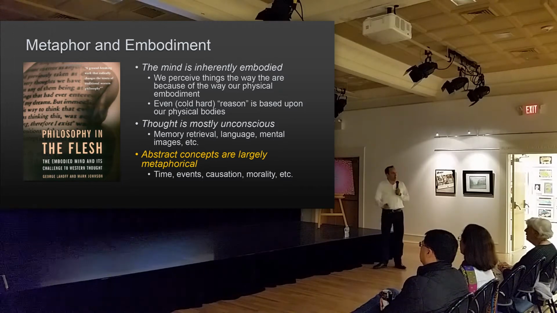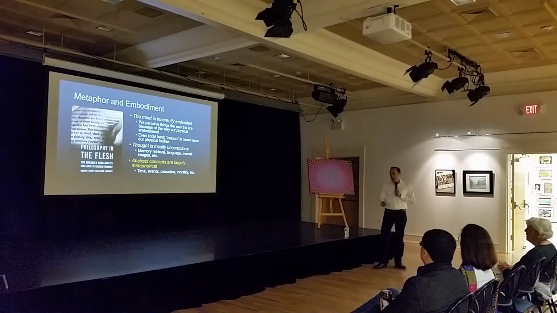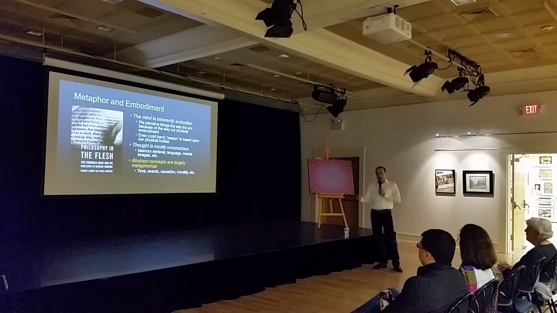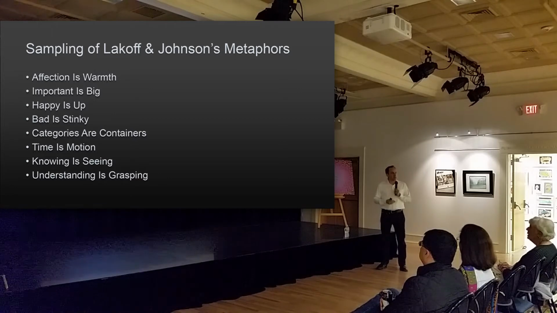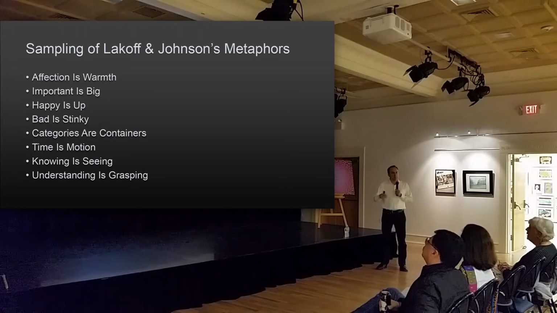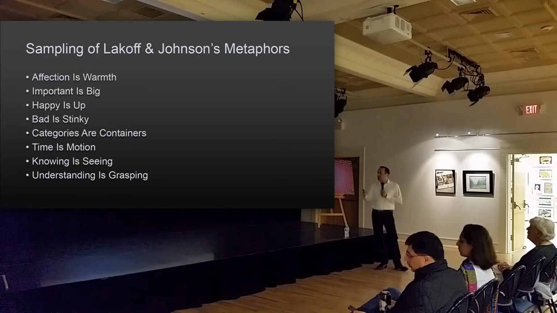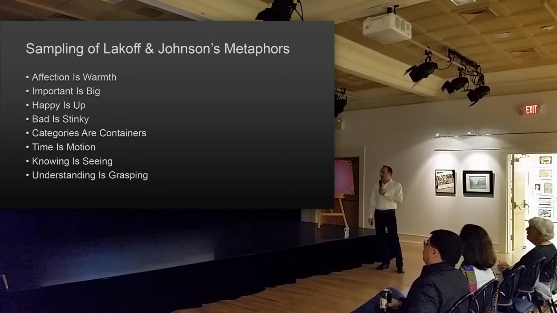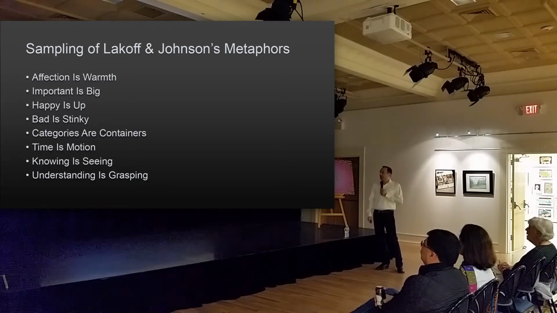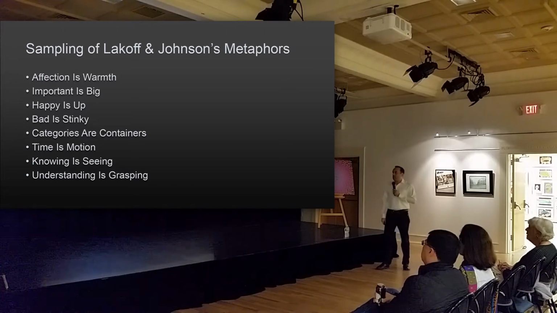So the kinds of things that we talk and think about all day long, time, events, causation, morality, they believe we reason about those things in a metaphorical way. So they go through dozens and dozens of different kinds of metaphors that are completely ingrained into us from when we're born as we grow up. They get neurologically really wired into our brains. Things like affection is warm, important is big, happy is up, bad is stinky, categories are containers, time is motion, knowing is seeing, understanding is grasping.